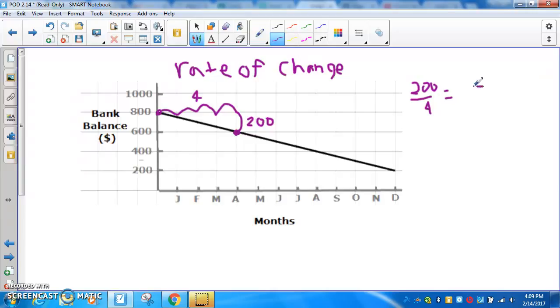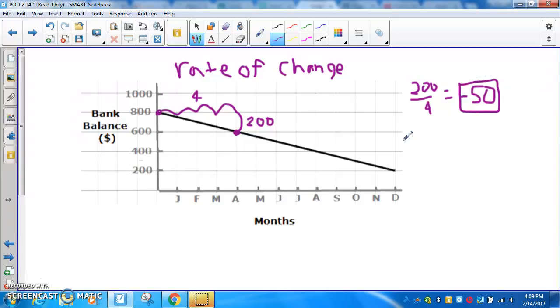But you need to be very careful. You need to always check yourself. Is this slope positive, negative, 0, or undefined? Since we are going down from left to right, this is a negative slope, and it's negative 50.